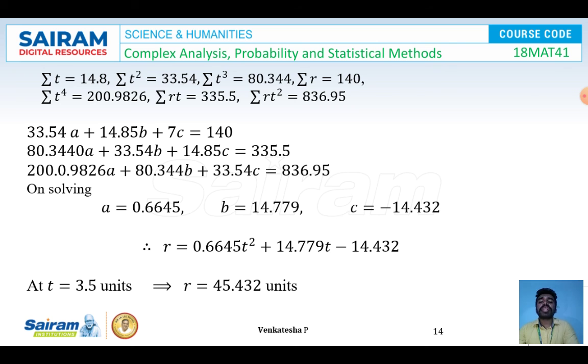So now calculating this and solving the equations, I got the value of a = 0.6645, b = 14.779 and c = -14.432. We got it. So replacing these a, b, c values in the given equation r = at² + bt + c, I got r = 0.6645t² + 14.779t - 14.432. Now if I replace t = 3.5 units in the above equation and simplify, I got the value of r = 45.432 units.